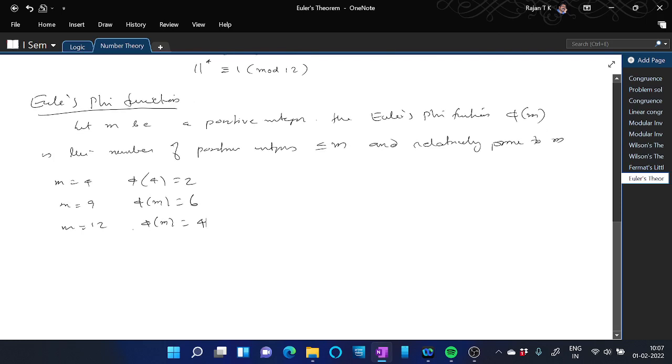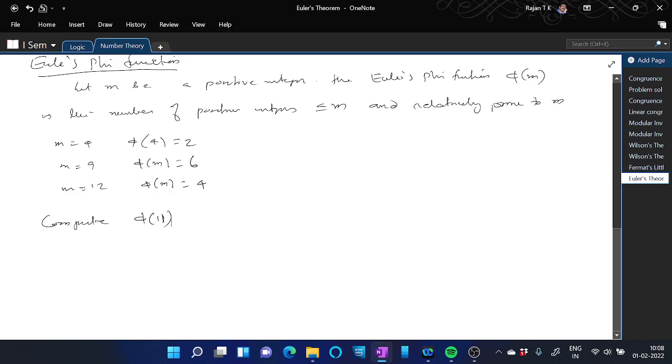Now let us take another example. Compute phi of 11. So here we have to determine the number of positive integers less than or equal to 11 and relatively prime to 11. We know 11 is a prime number. So all the numbers less than 11, 1, 2, 3, 4, etc., up to 10 are relatively prime to 11. So there are such 10 numbers here, and therefore phi of 11 is equal to 10. If p is a prime number, we can verify, we will show it later, phi of p is actually p minus 1. That result we will write afterwards.